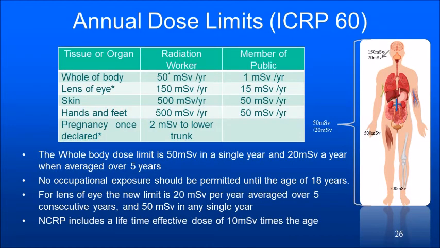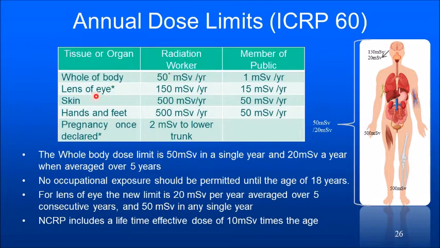ICRP 60 has provided the annual dose limits. The annual dose limit for whole body for a radiation worker is 50 millisievert per year, but with a rider. And for the public, it is 1 millisievert. I'll tell you what the rider is later.